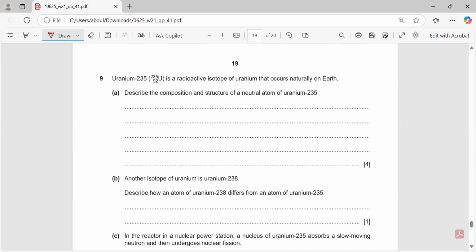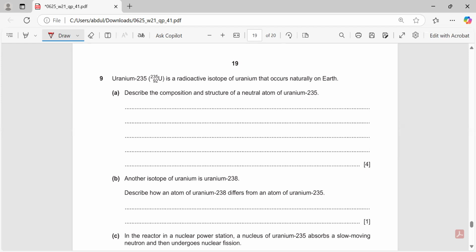Let's move to the next question that is on nuclear physics. Uranium-235 is a radioactive isotope of uranium that occurs naturally on Earth. Describe the composition and structure of a neutral atom of uranium. So we will say what the neutral atom is made up of: electrons orbiting the nucleus and nucleus with protons and neutrons. And then we will write their quantity to get these 4 marks.